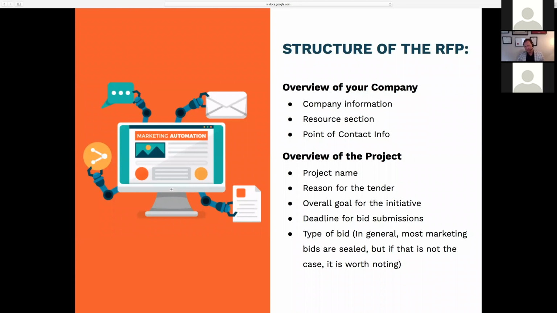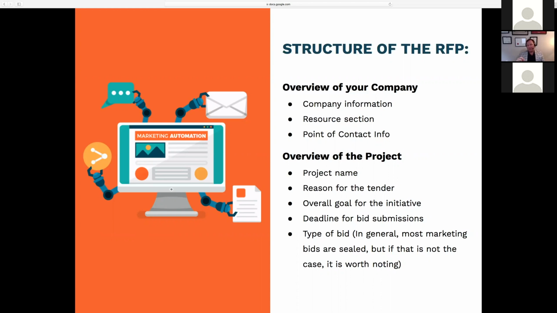So, speaking specifically of the structure, here's a structure that we've seen be pretty effective, with items that we think need consideration. One, just obvious stuff, right? Overview of your company information, resource, point of contact, obvious stuff. Overview of the project, again, usual things. Obviously, deadlines are important. Overall goal for the initiative, as I said, that's a really key point.